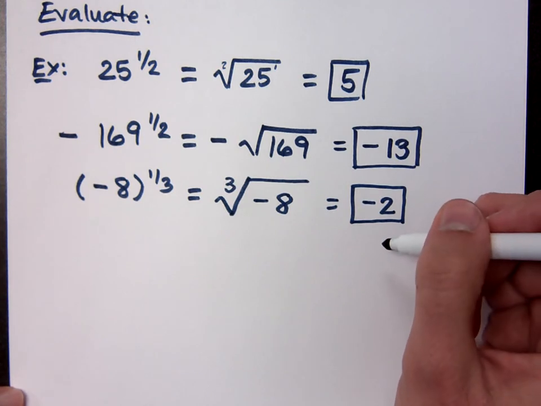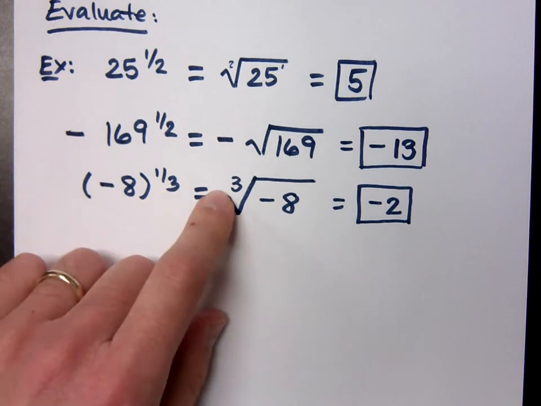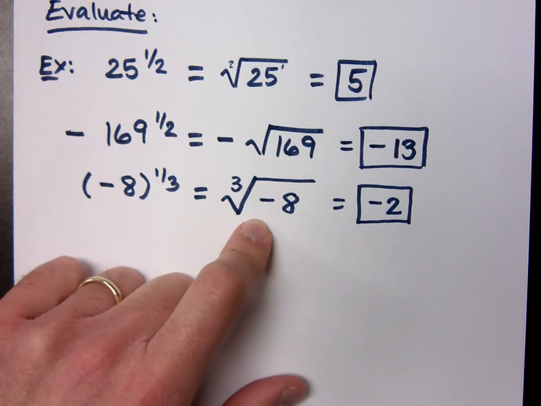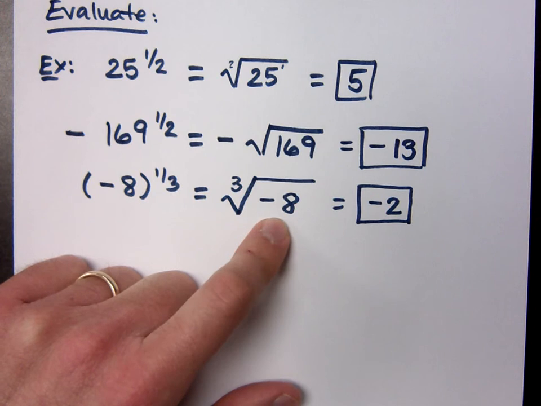But had that been 1/2, like the third problem, it would have been the square root of a negative number, and that would not be real. Non-real numbers. Next week we'll really talk about what that is.